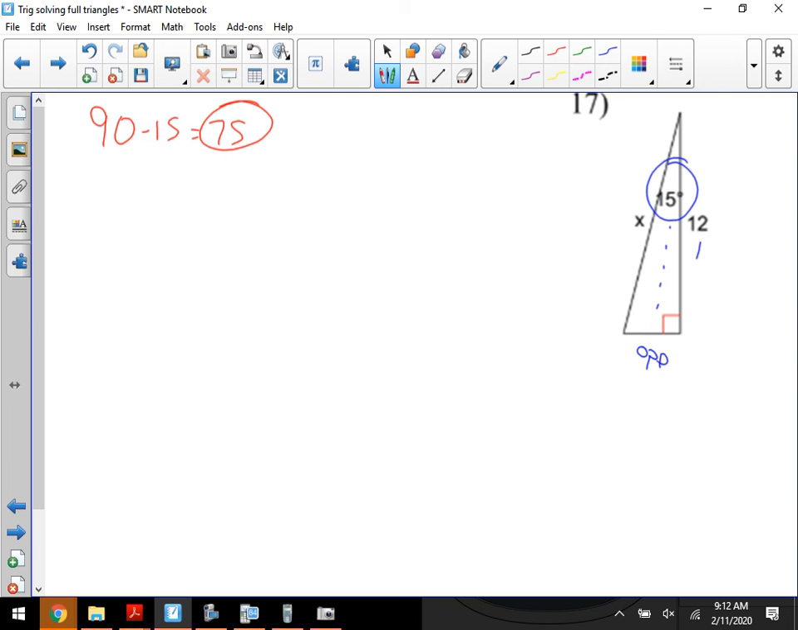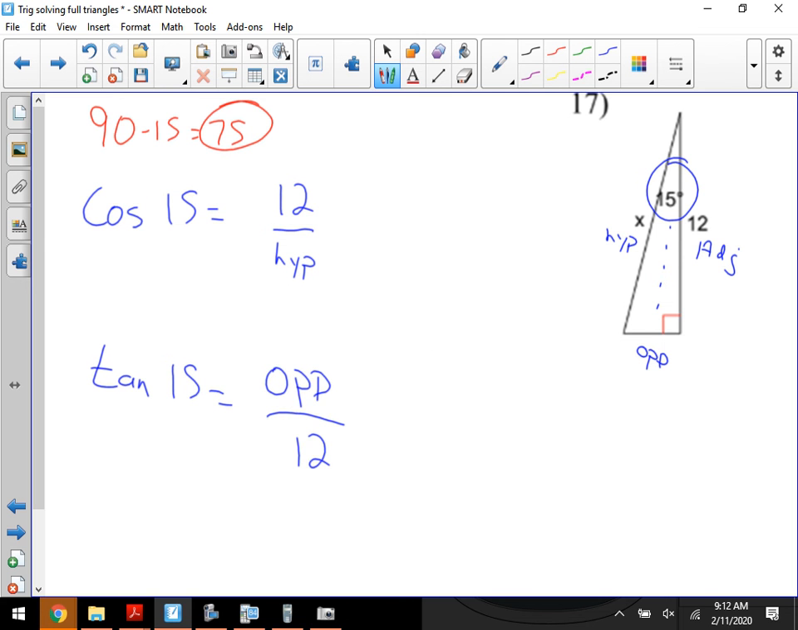And then I go back and label: opposite, hypotenuse, adjacent. We need to find an opposite and we need to find a hypotenuse, but I know my adjacent. So since I'm using the adjacent side twice, it's going to be cosine and tangent. Cosine 15 is our adjacent, which is 12, over hypotenuse. Tangent of 15 is our opposite over the adjacent.